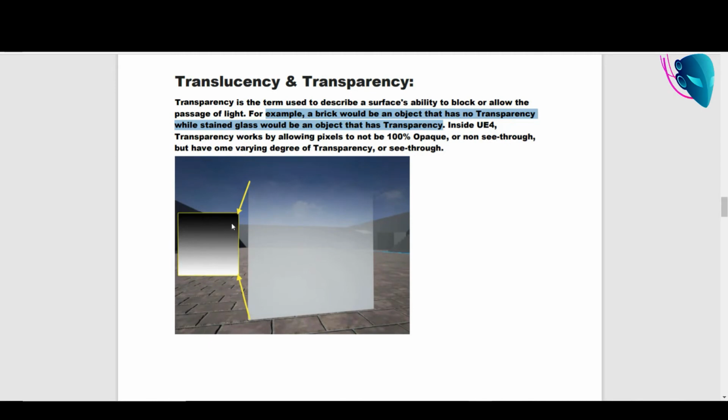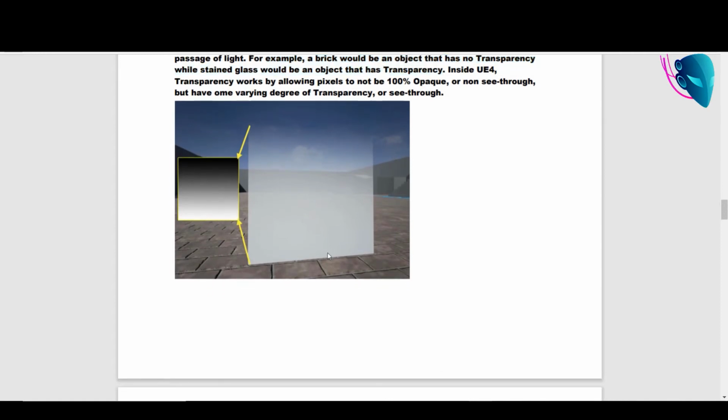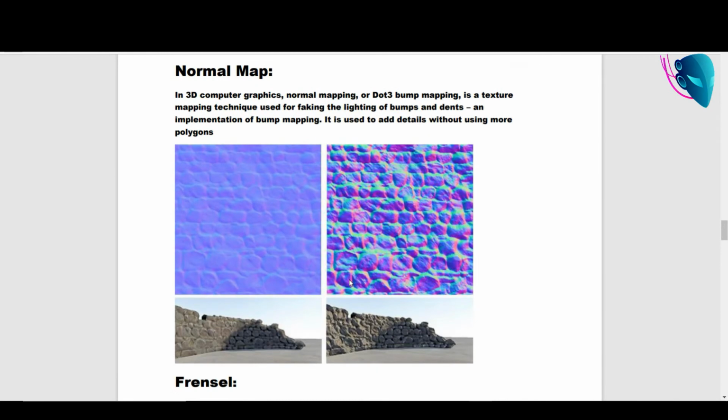We have an opacity of 0 here, and you can see it is a very opaque object, and we have an opacity of 1, and as you can see, this is not transparent on the bottom side.